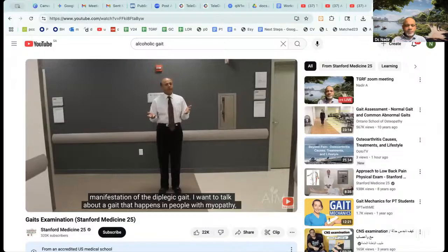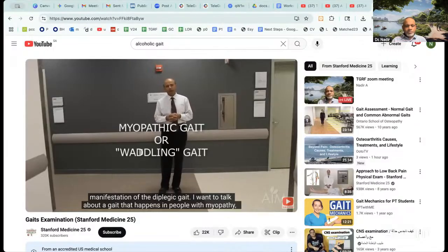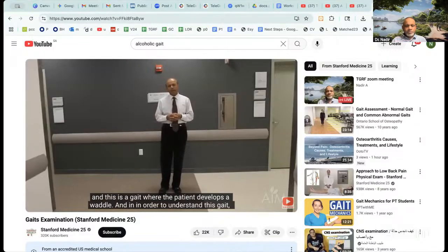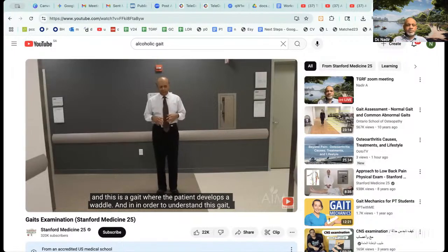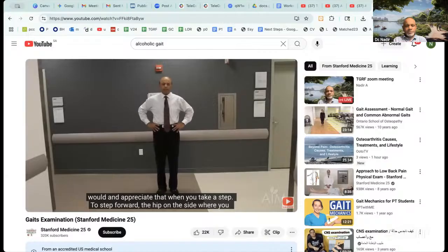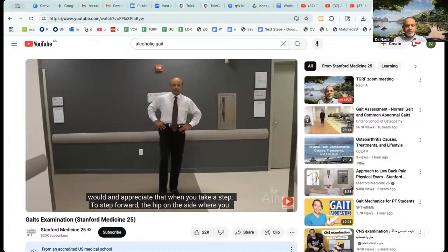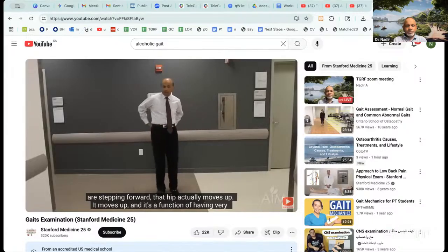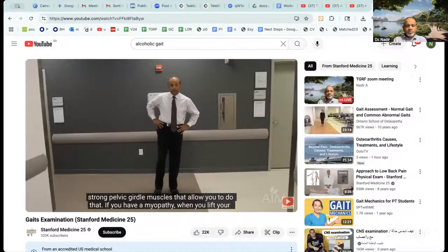I want to talk about a gait that happens in people with myopathy. And this is a gait where the patient develops a waddle. And in order to understand this gait, you have to do a couple of things with me, if you don't mind. Put your hands on your hip, if you would, and appreciate that when you take a step forward, the hip on the side where you are stepping forward actually moves up. It moves up, and it's a function of having very strong pelvic girdle muscles that allow you to do that.